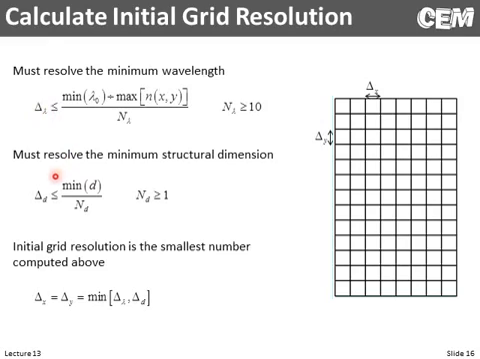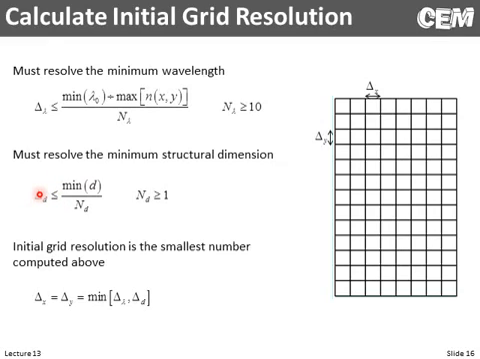Another thing we need to do is resolve the minimum structural dimension. So if we have a little tiny feature hanging off our device, but it may be really important, we want to resolve that with at least one grid cell. Other times you'll read at least 3 grid cells, and it's up to you to figure out really what that number needs to be. But it's on the order of 1, 2, or 3. And so we take this minimum dimension and we divide it by a number that's 1, 2, 3, maybe even 4 sometimes. And we get another guess as to what the size of the grid needs to be.